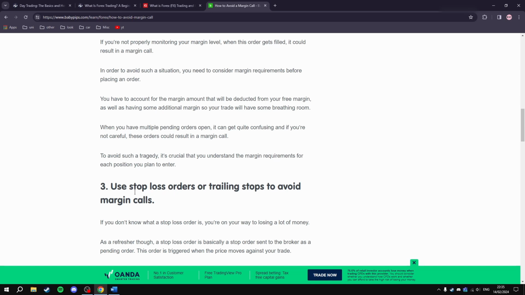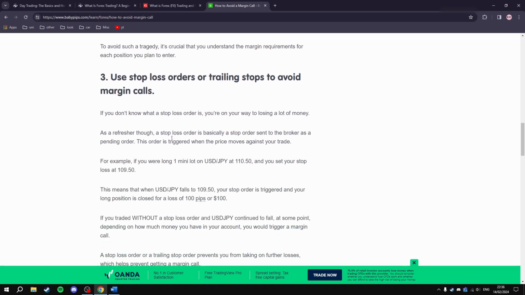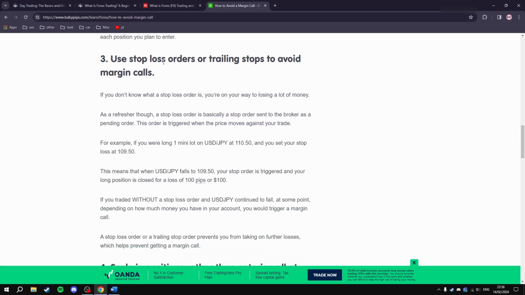In order to avoid such a situation, you need to consider margin requirements before placing an order. You have to account for the margin amount that will be deducted from your free margin, as well as having some additional margin so your trade will have some breathing room. When you have multiple pending orders open, it can get quite confusing, and if you're not careful, these orders could result in a margin call. To avoid such a tragedy, it is crucial that you understand the margin requirements for each position you plan to enter. Number 3. Use stop loss orders or trailing stops to avoid margin calls.